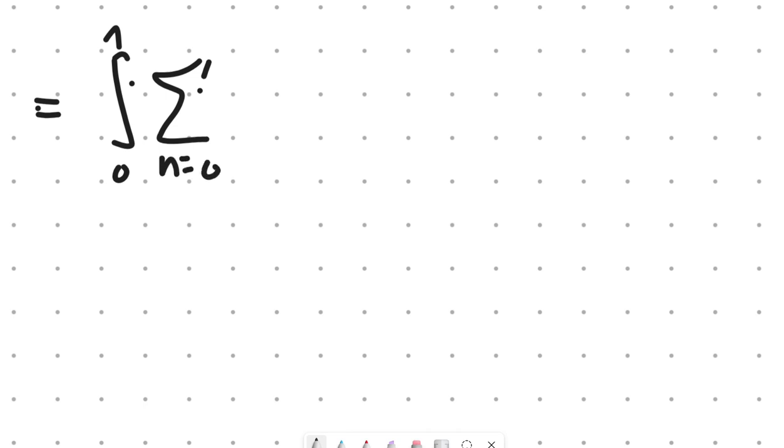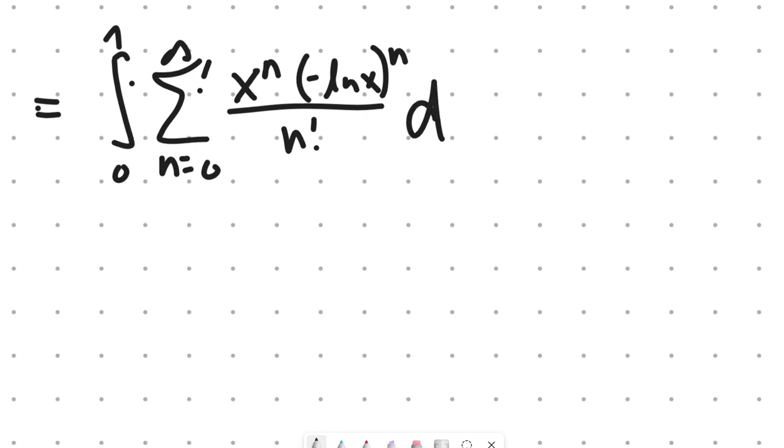We have the integral from 0 to 1 of the infinite summation, where n goes from 0 to infinity, of x to the n, negative ln x to the n, over n factorial dx.